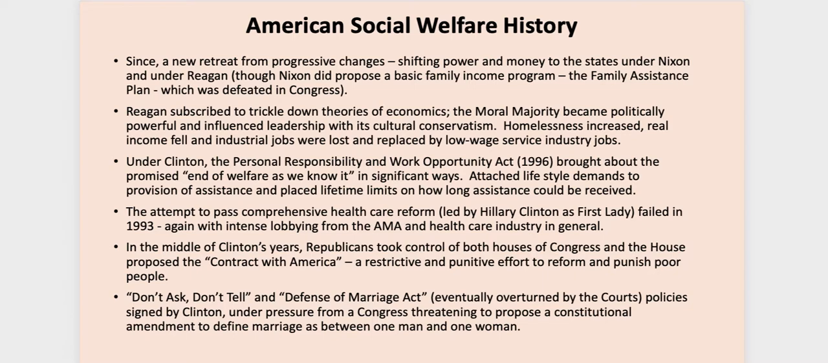And so the push now is to shift funding for social services from the federal government to the states. It started under Nixon, accelerated under Ronald Reagan. Nixon did have a proposal for a basic family income program. It would have been the first, I think, national standard for family income, but Congress wouldn't approve it.